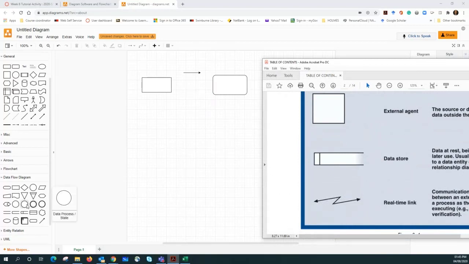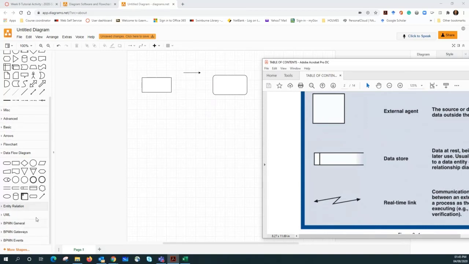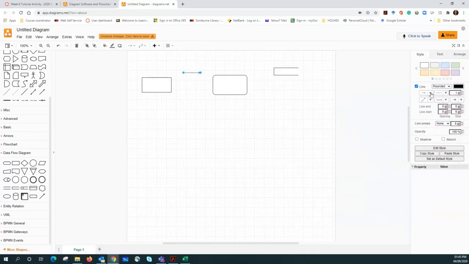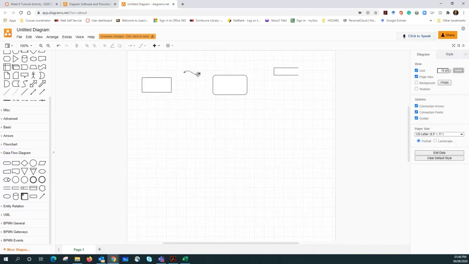Now this is a real-time link. Let's see whether we have the real-time link. I don't think we have the real-time link here, or maybe we can make it as a zigzag kind of double-headed arrow. Let's see whether we can do that in here. Maybe somewhere here. No. Like this, and so we need both arrows in both directions. Yeah, something like this, right?